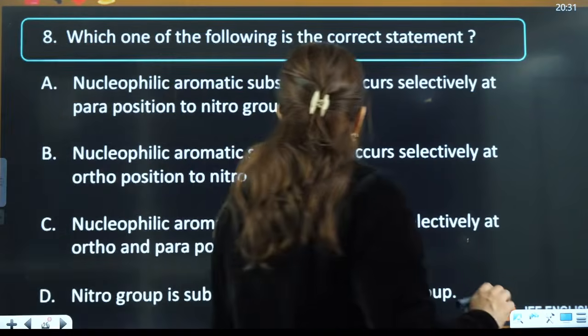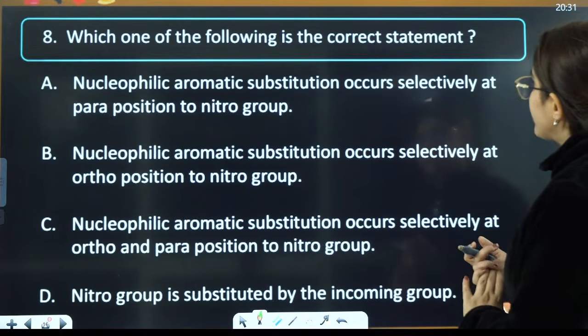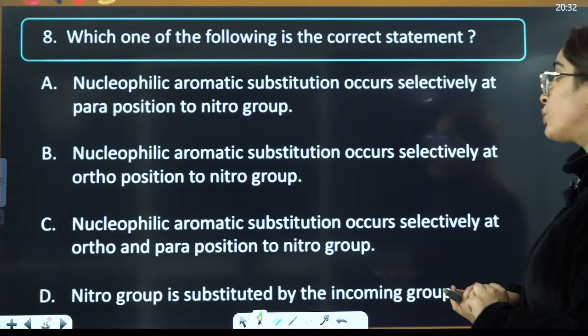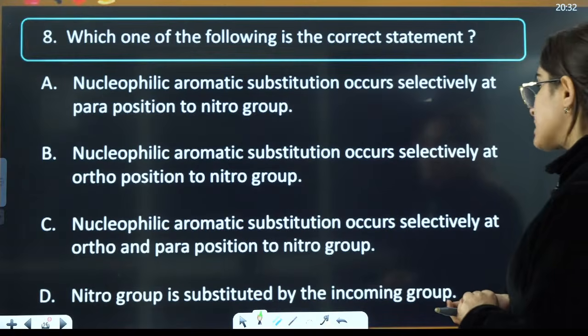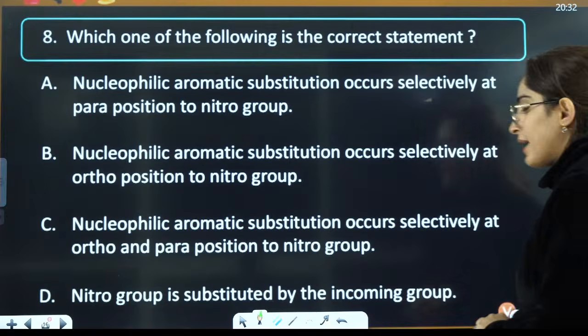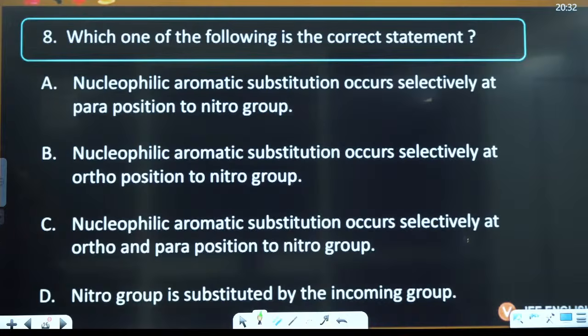Which of the following is the correct statement? If you see this here, nucleophilic aromatic substitution occurs selectively at the para position to the nitro group, occurs selectively at the ortho position, occurs selectively at the ortho and para position. Nitro group is substituted by the incoming group. Tell me, everybody.